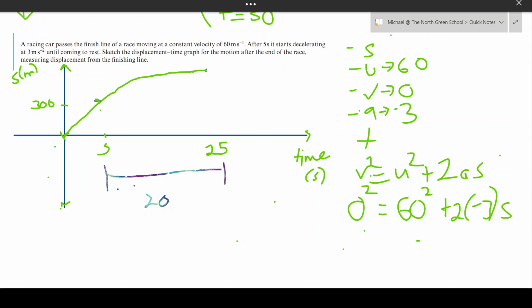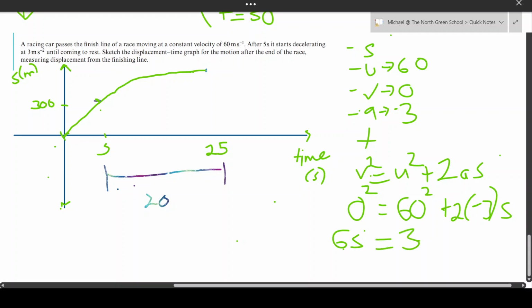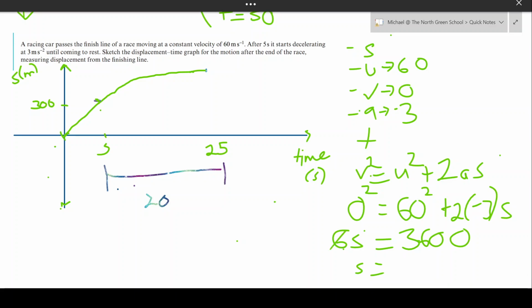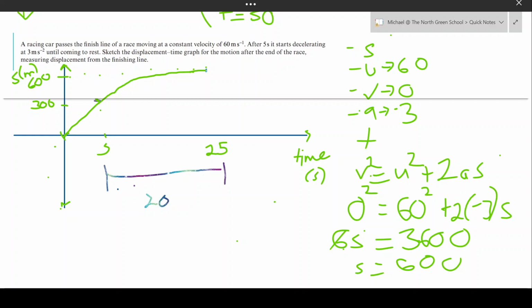When we simplify this, we'll have 6s is equal to 3,600. Then s is equal to 600. So the displacement at time 25, right back here, should be 600. And that's it. Should be something like that. I think that's the end of the video.